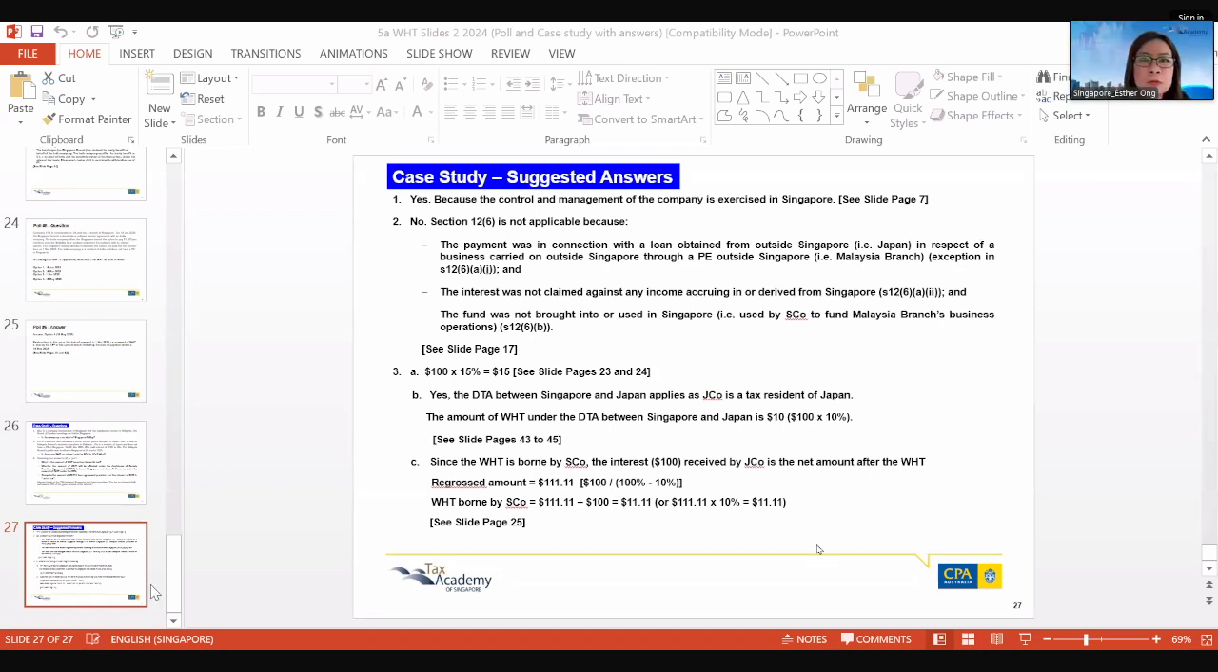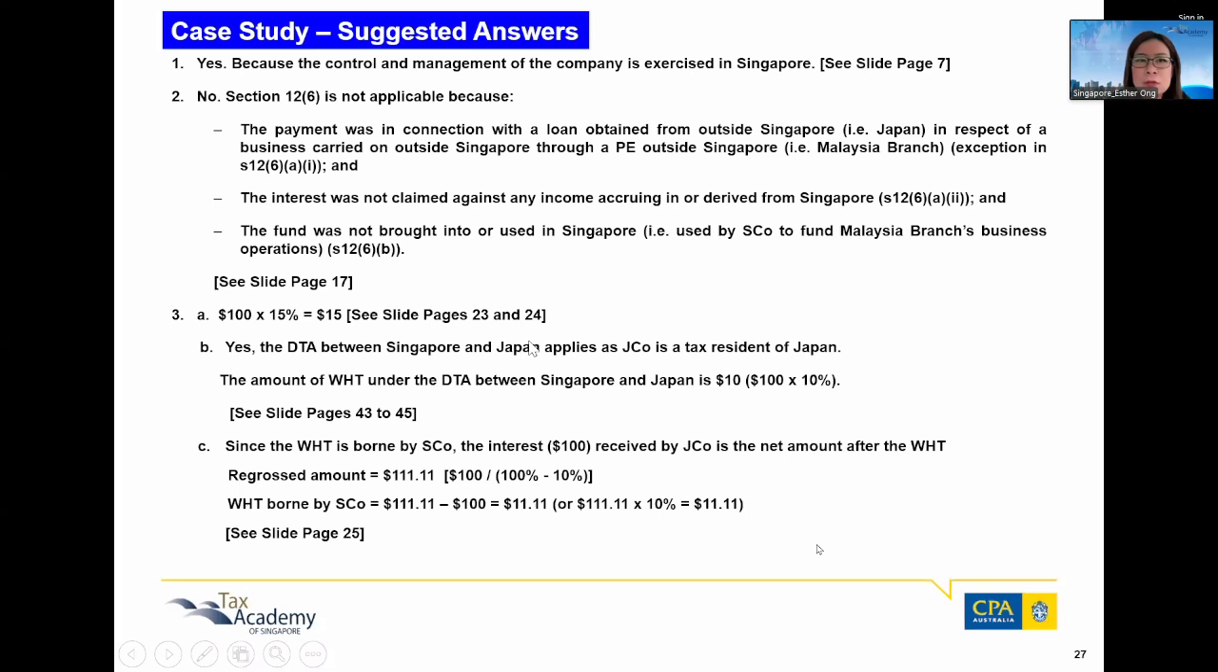Can you see my screen? You see the case study? Yeah, I can see the screen. Just need to change it to presenter mode. Okay, correct. Okay, good. Thanks.